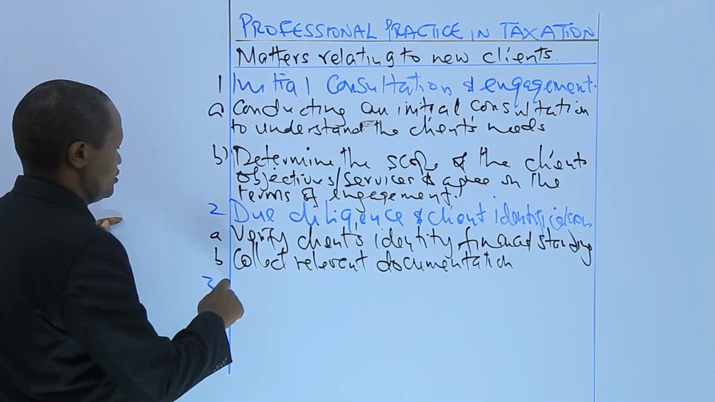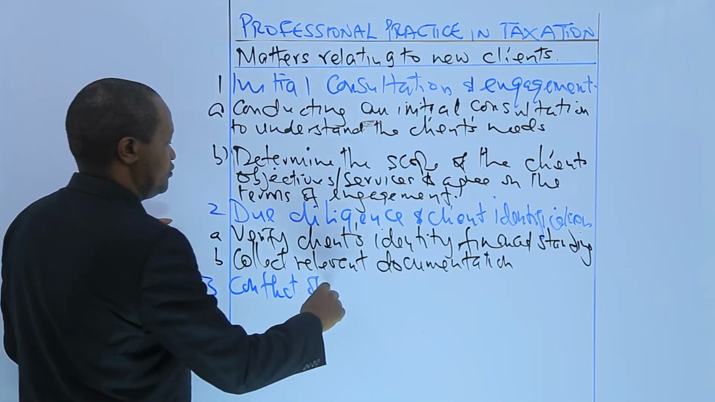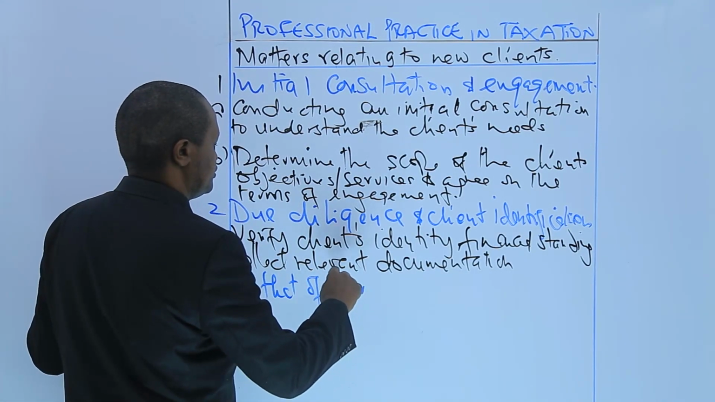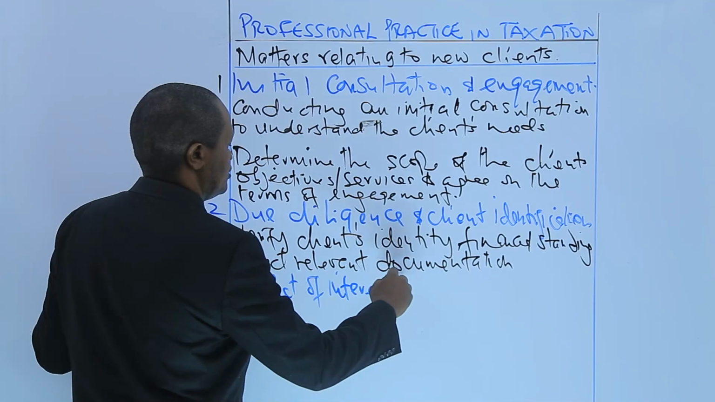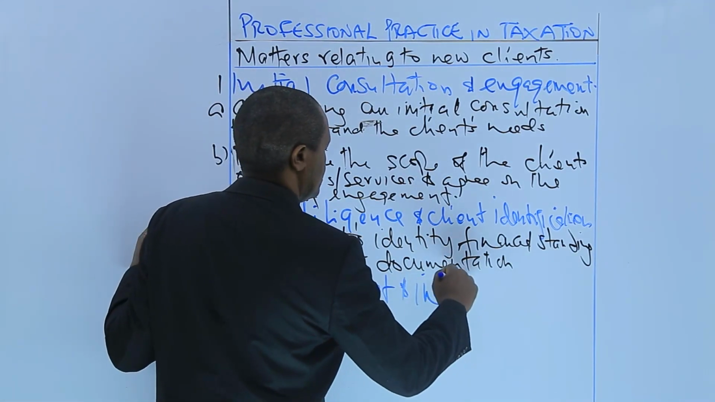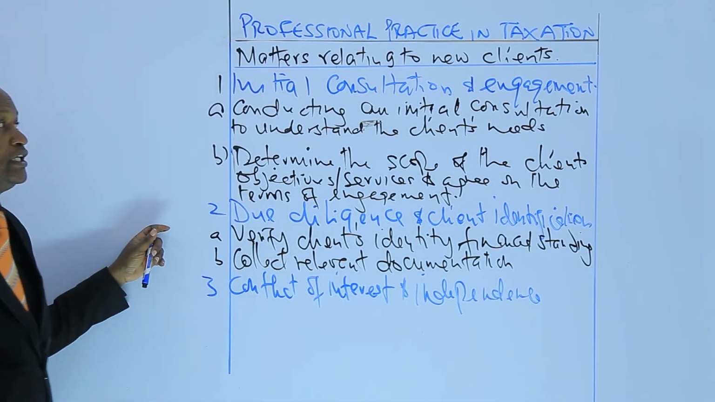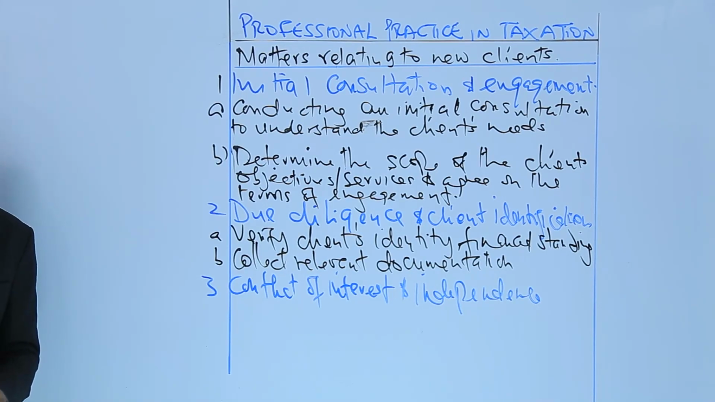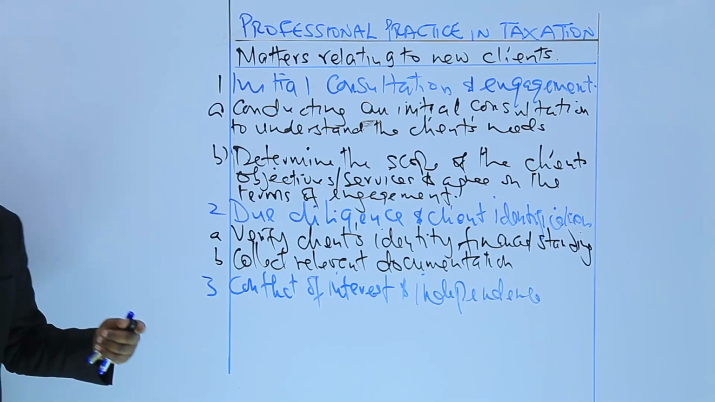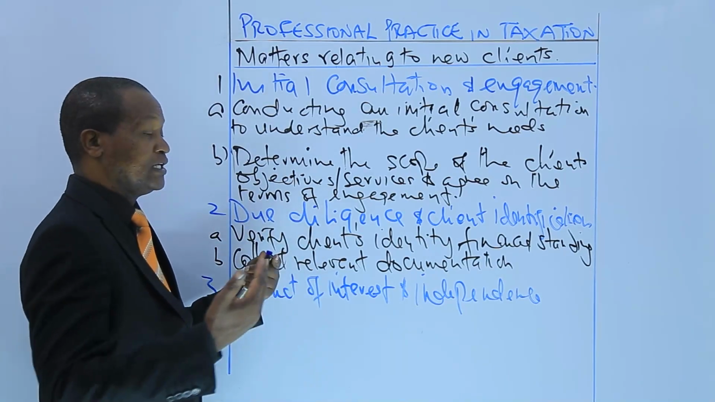Number three, conflict of interest and independence. Conflict of interest and independence is a very important matter, and this is to ensure there are no conflicts of interest that may compromise the professional's objectivity and independence.